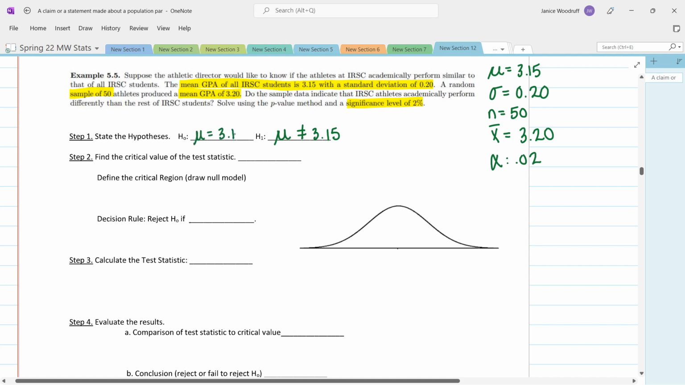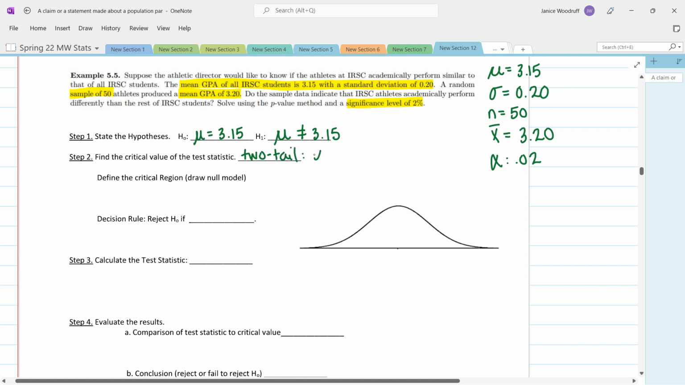They don't want to know if they perform better. If it were, do they perform better, then the alternative would be greater. Okay, they just want to know if they perform differently. So you have to look at that wording there. So now this means this is a two-tailed test.